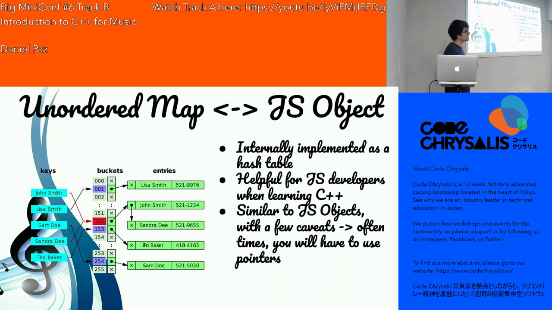There's a few caveats though. You have to use a pointer sometimes, which is very complicated if you're new to the language. So a simple implementation could be like you have your name and then you have someone's phone number.